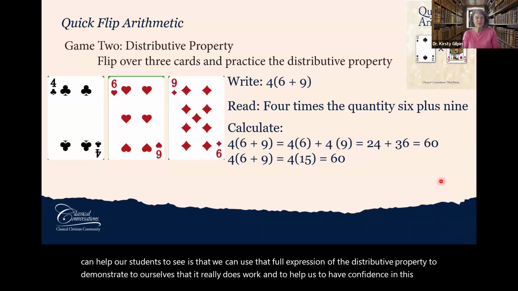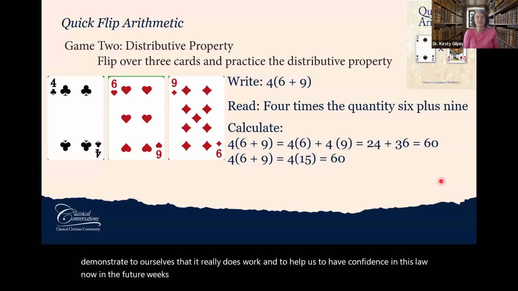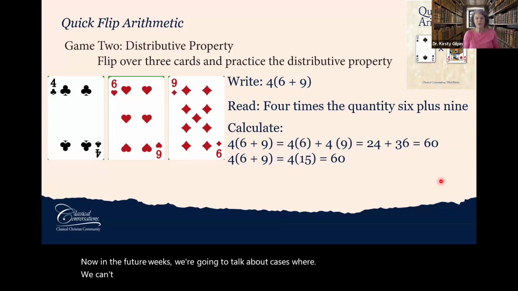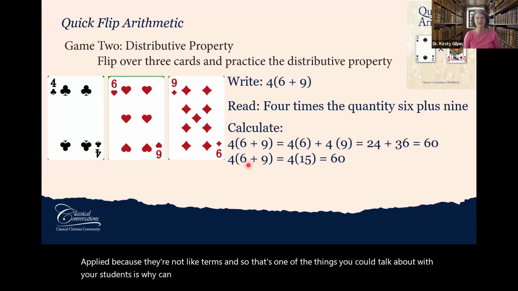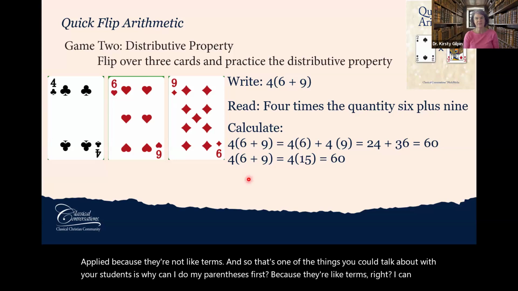Now, in the future weeks, we're going to talk about cases where we can't simplify, right? Where the order of operations isn't going to apply because they're not like terms. And so that's one of the things you could talk about with your students: why can I do my parentheses first? Because they're like terms, right? I can add 6 and 9.